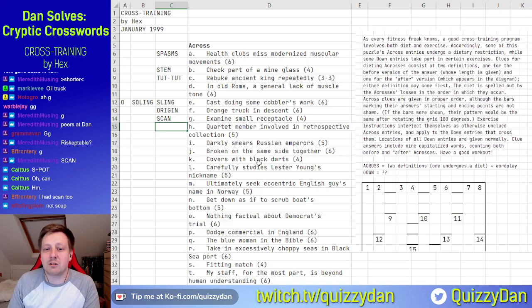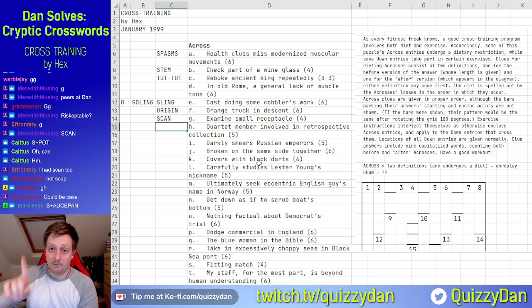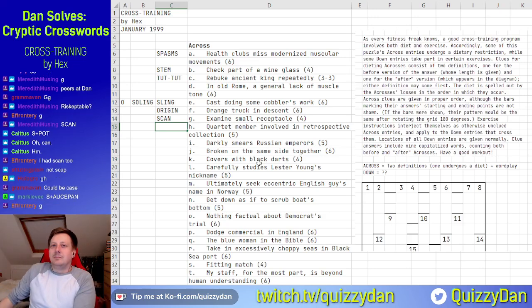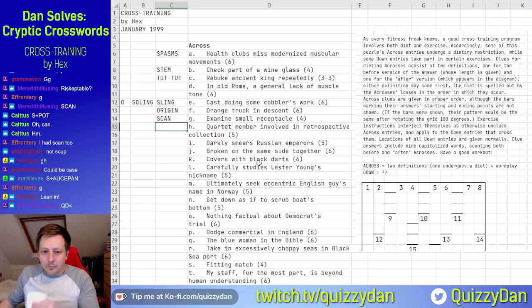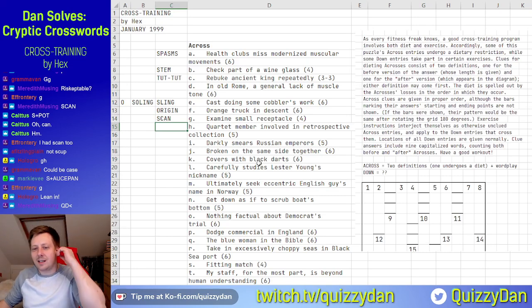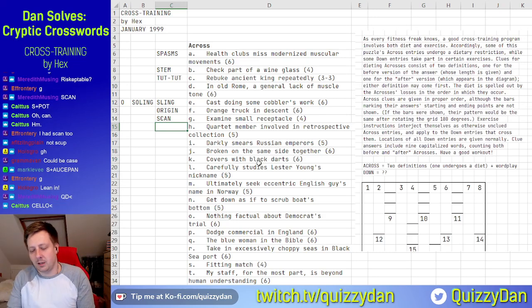Quartet member involved in retrospective collection. Quartet member? Help! Involved in retrospective collection, and I've got this one. And here's my hint to you all. It's not Saucepan Marky V. Here's my hint to you on this one. Okay, type it in the chat if you think you've got it. It's a hidden, but it's a reversed hidden. It's retrospectively hidden in collection, and it's something you might find in a quartet.